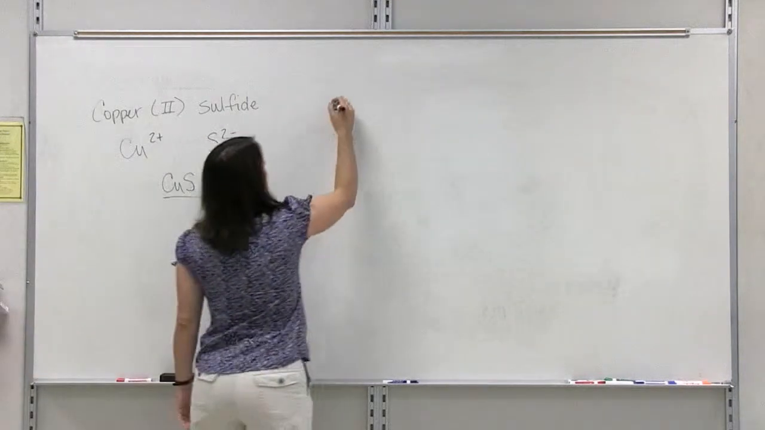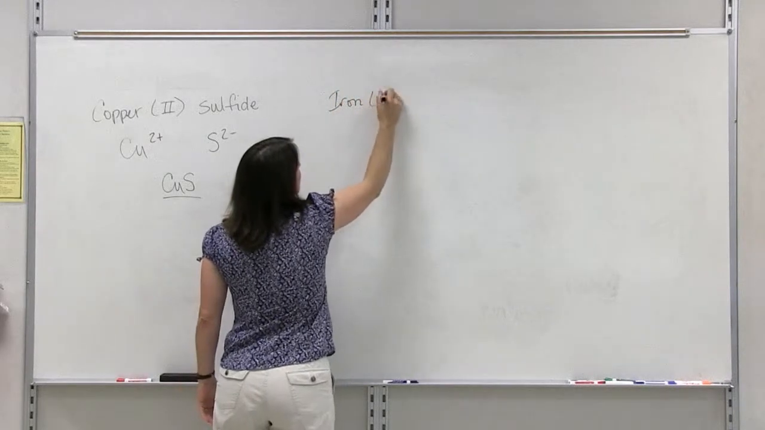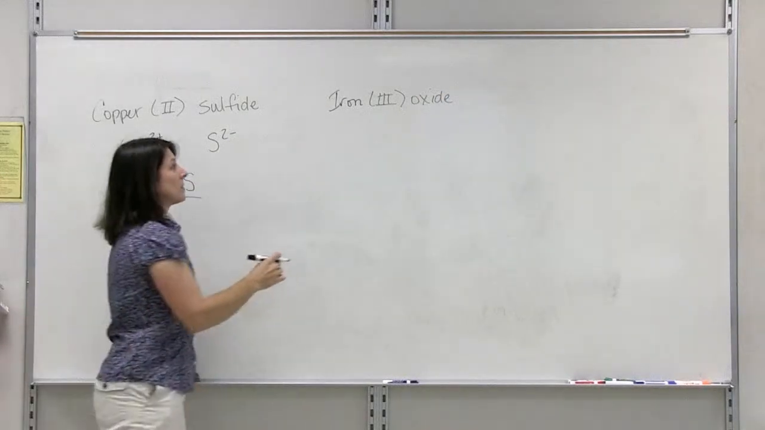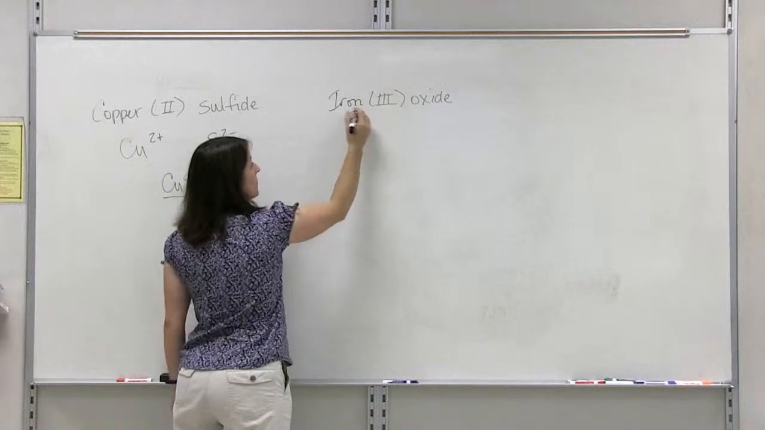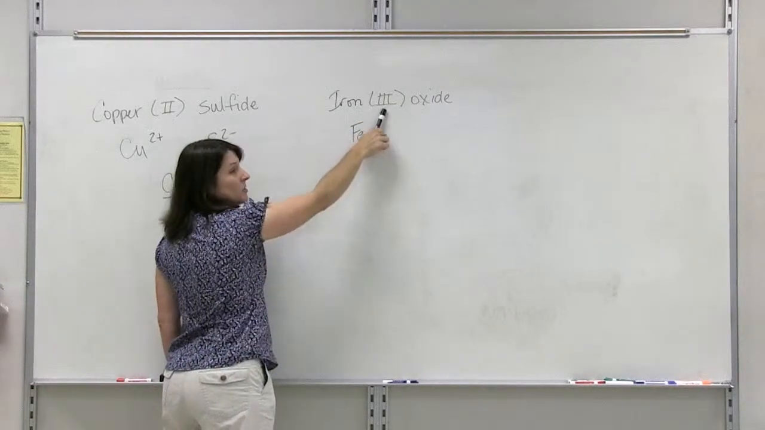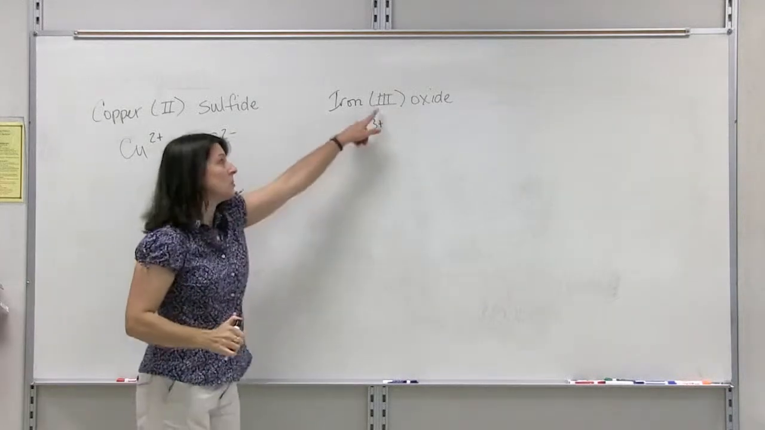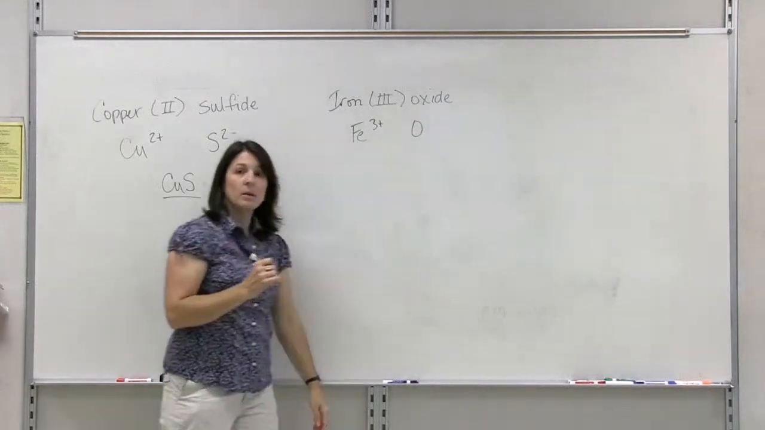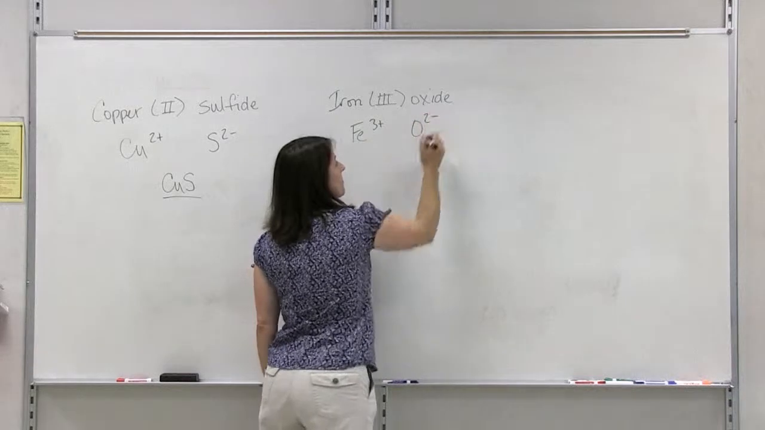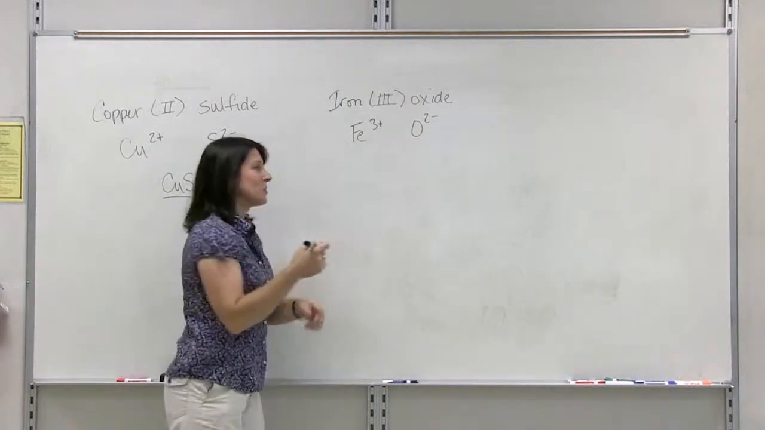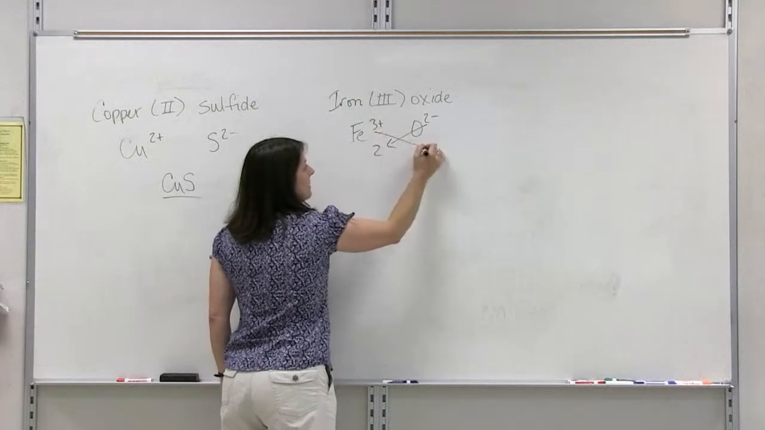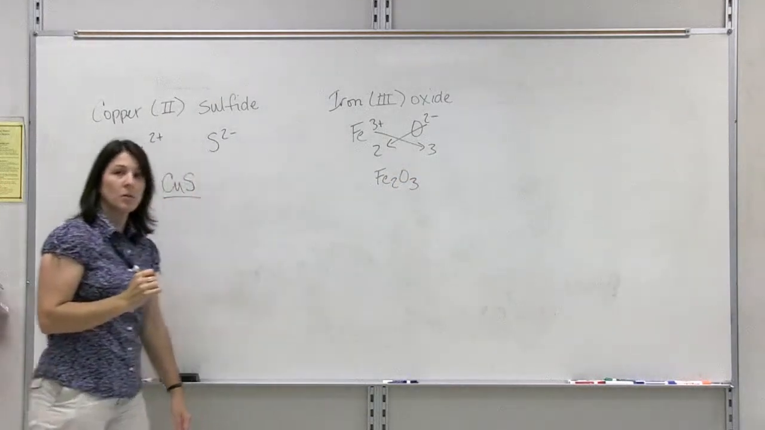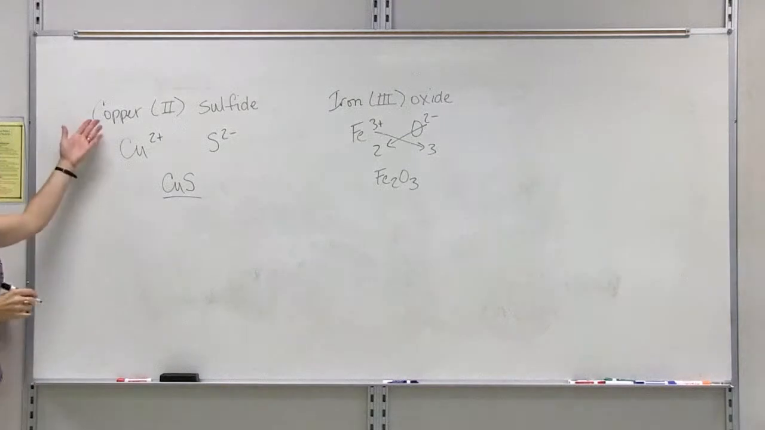If it was something like iron 3 oxide, first determine the ion for the metal. It's iron. The charge is 3+, because the Roman numeral indicates the charge. Oxygen is a group 6A element, so it would have a -2 charge. Since our numbers are different, we'll use the crisscross process. So the correct formula would be Fe2O3. So that's going from name to formula.